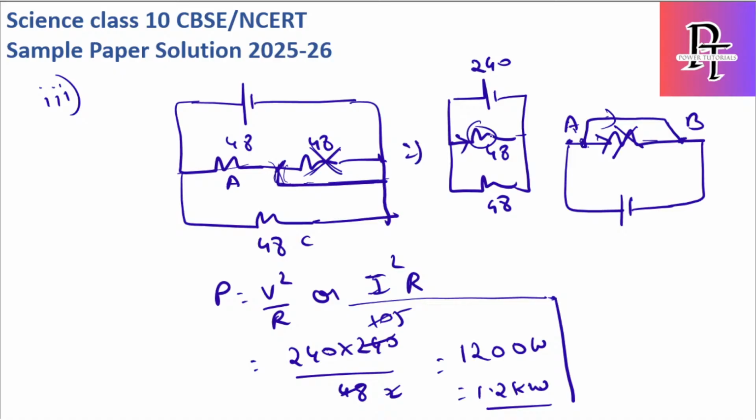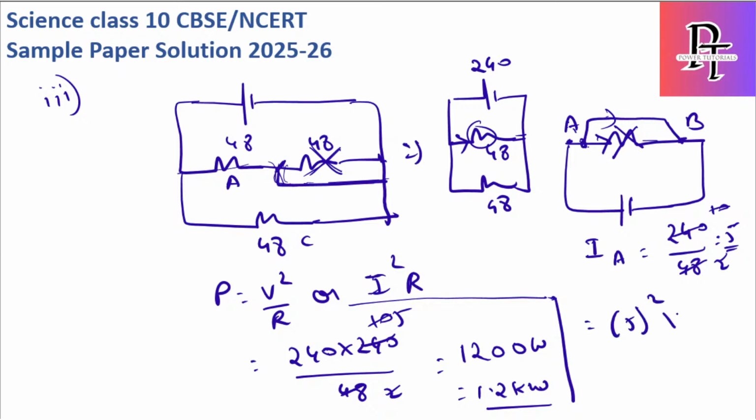If you notice, these two are in parallel, so the same voltage will be there at 4. First I will find the current flowing through this circuit. So it is 240 by 48, which is 24 2s, 24 10s, so 2 1s, 2 5s. So the current flowing is 5 amperes. Now using the I square R formula, I can prove it.